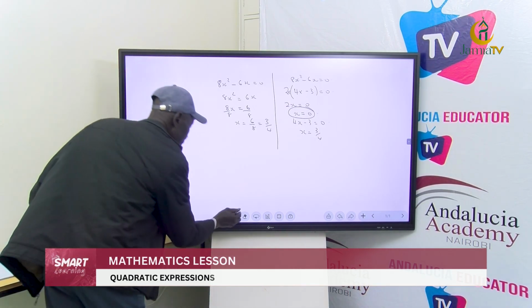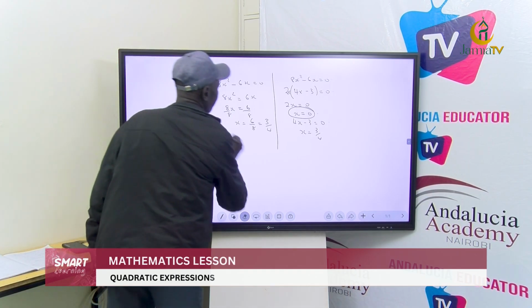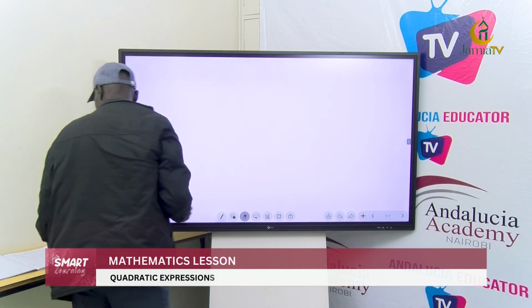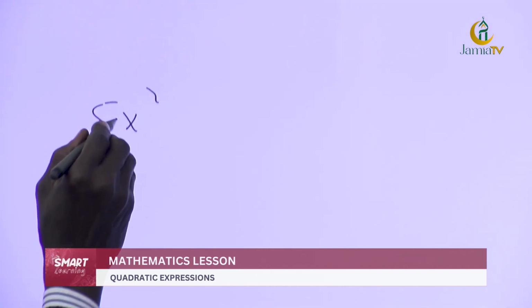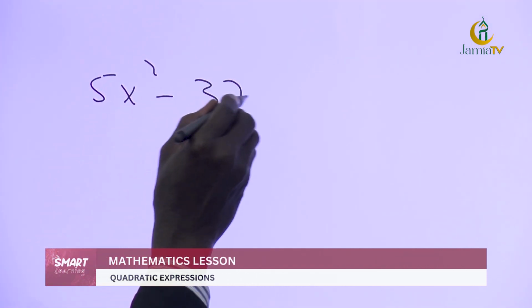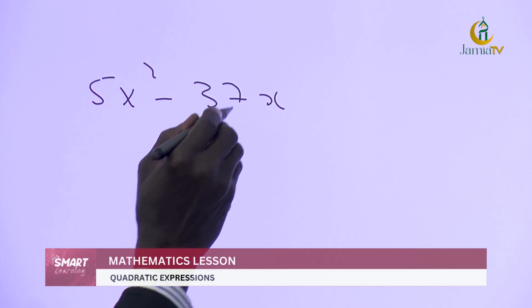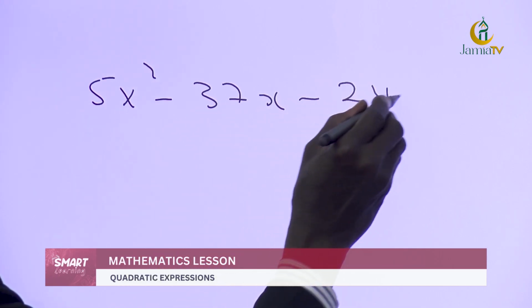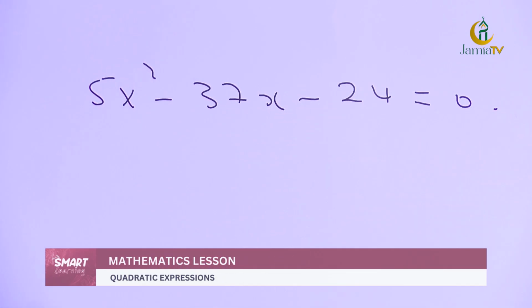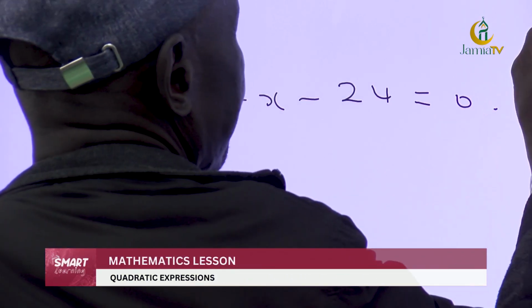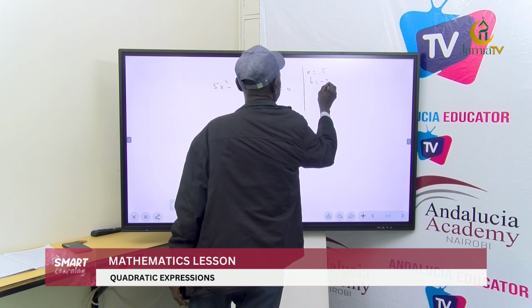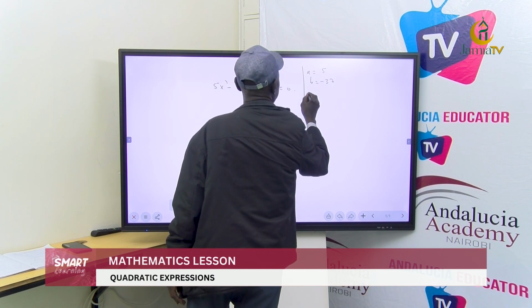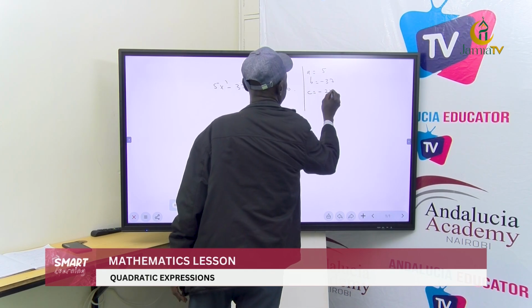Now, let's have another example, which is 5x squared minus 37x minus 24 equals 0. Let's do our normal things. We have our A equals 5, B equals minus 37, and C equals minus 24.